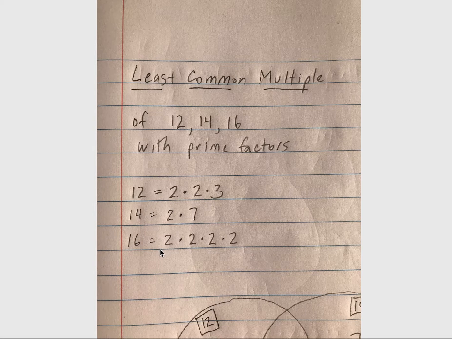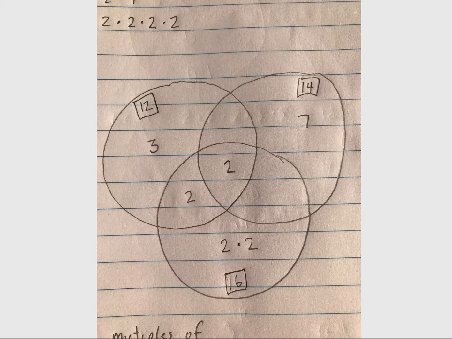So we need to find a recipe for a number that has all of the numbers of 16, all these 2's, all the numbers of 14, the 2 and the 7, and all the numbers of 12. If we organize these prime factors into a Venn diagram, and a Venn diagram could have 2 areas or 3 areas, then we will see a number that has all of these numbers.